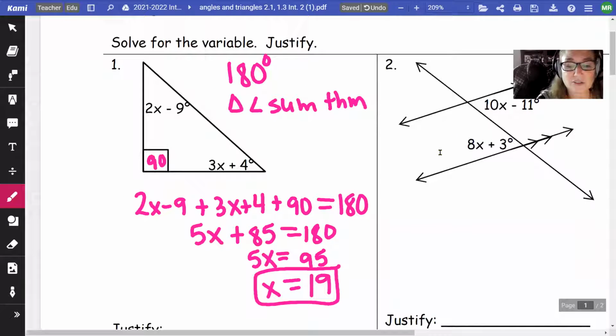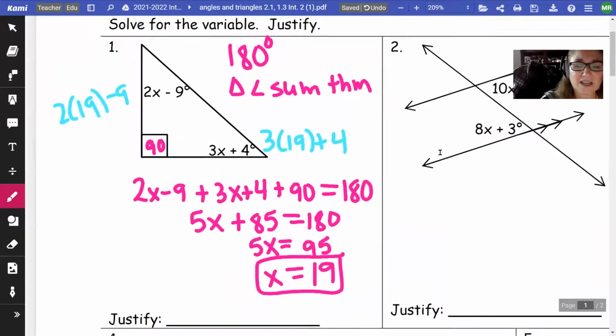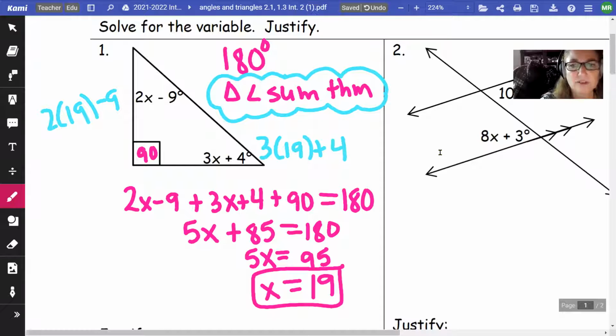Now, if they wanted us to find the angles, I would put 19 in for my x's and work it out. So for example, I would go 2 times 19 minus 9, do that math. Over here, I go 3 times 19 plus 4 and do that math if they wanted us to find the angles. And like a justification, again, why did I do what I did? Because the angles in a triangle add to 180, or triangle angle sum theorem.